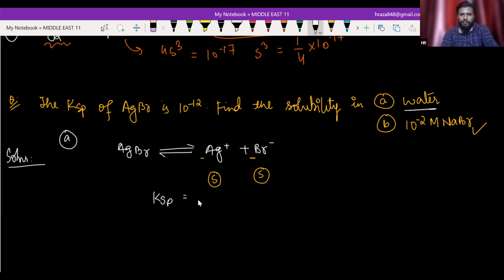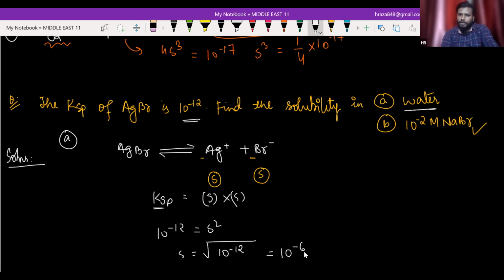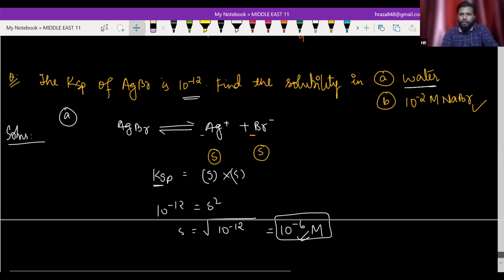So Ksp will be equal to S into S, and the Ksp value is already given as 10 raised to the power minus 12. So it will be S square, and you can find the solubility in water: the square root of 10 raised to the power minus 12, which is equal to 10 raised to the power minus 6. What will be the unit? It is molarity, that means mole per liter, or M we can write. Okay, now moving to the second part.